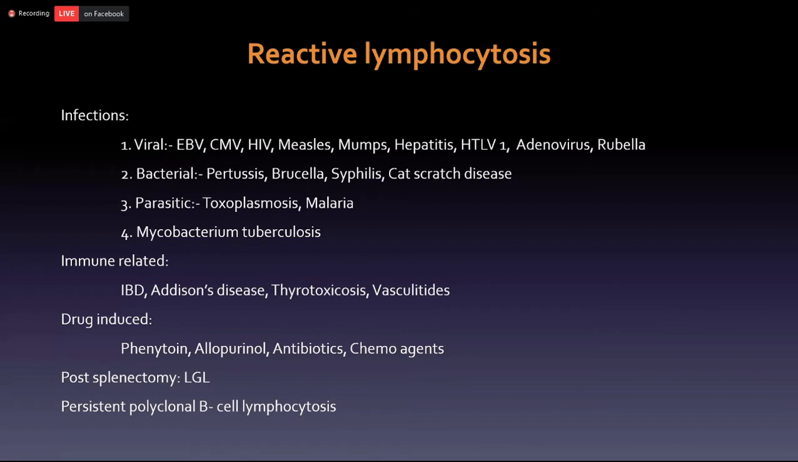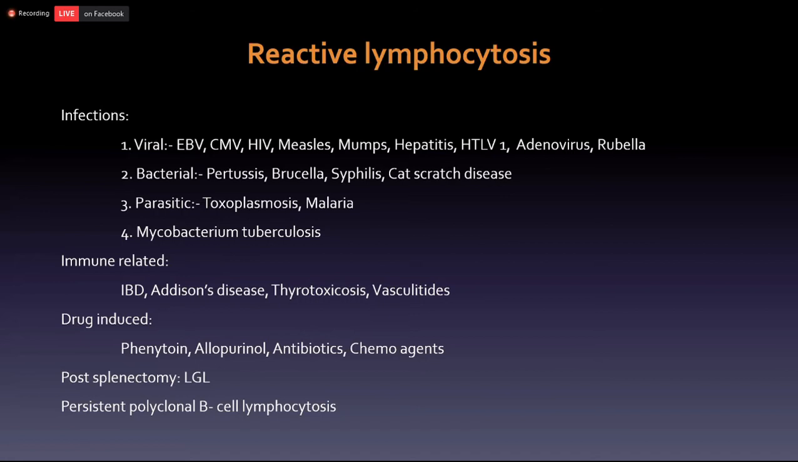Bacterial infections generally do not cause lymphocytosis. But there are certain bacterial infections such as pertussis, brucella, cat scratch disease, which are associated with lymphocytosis. Among parasites, you have toxoplasmosis and malaria. In our part of the world, tuberculosis is very common, so that also is associated with lymphocytosis. Among the non-infectious causes, you may have thyroid disease, Addison's disease, inflammatory bowel disease, different vasculitides. They may show lymphocytosis. Certain drugs in a hypersensitivity reaction may cause lymphocytosis.